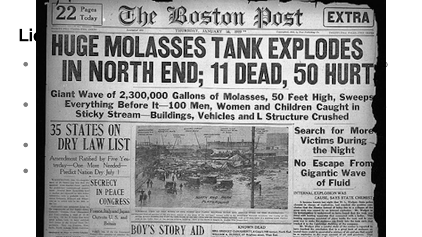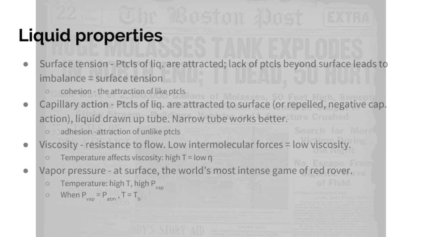Molasses is a syrup made from sugar cane, and it is very viscous. And when it gets cold, it flows very, very slowly. At higher temperatures, boiling molasses will flow quite quickly. It'll still be sticky though, so it's nasty. Got to be careful with it.